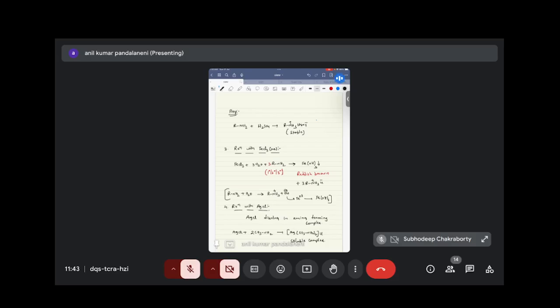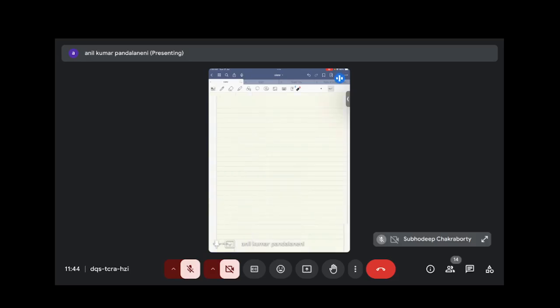AgCl dissolves in amines forming complex. Okay. Write on this one. Same as confirmation test for AgCl you will do in your lab. AgCl also will react with amines. Now just recall, this is the same as your silver phenol, FeCl3 test, and this is for AgCl test. Done? Yes. Now come to the next reaction.